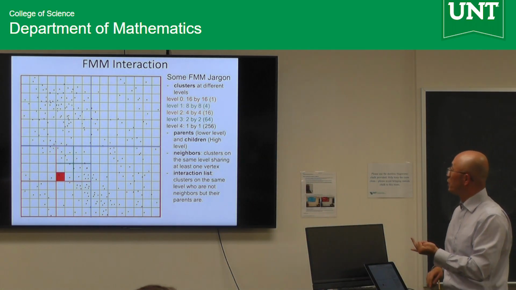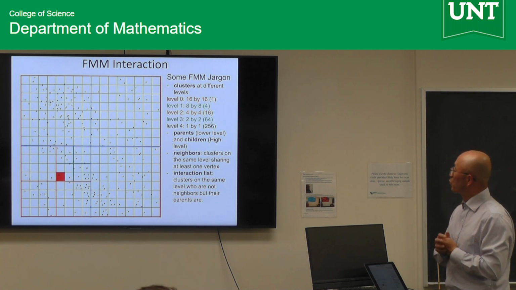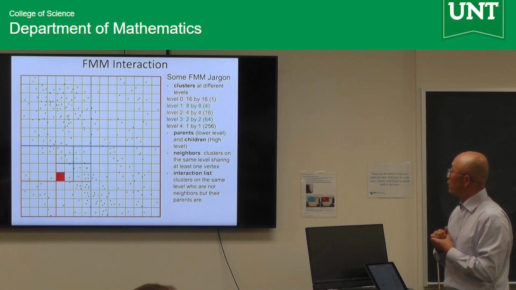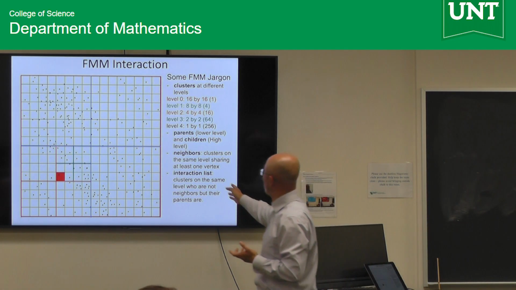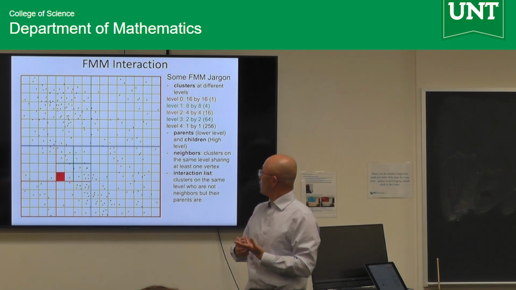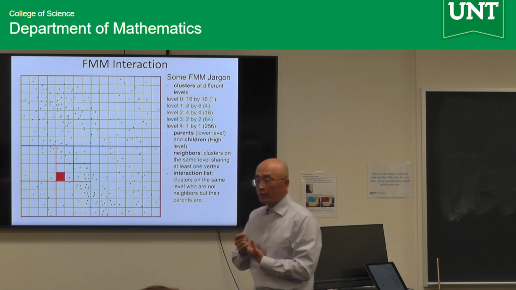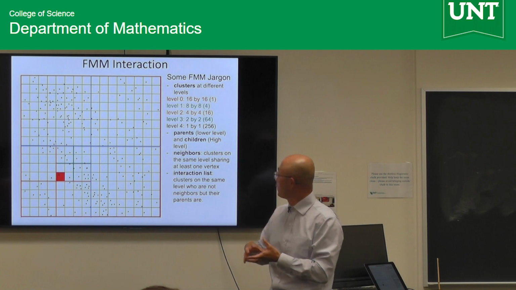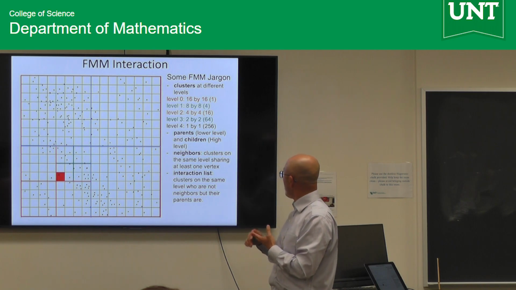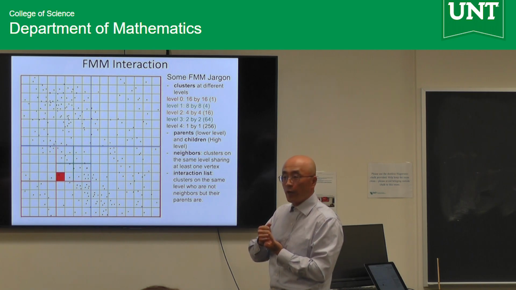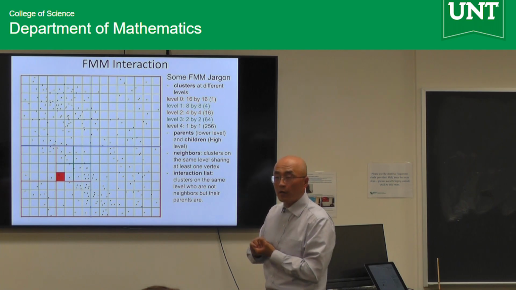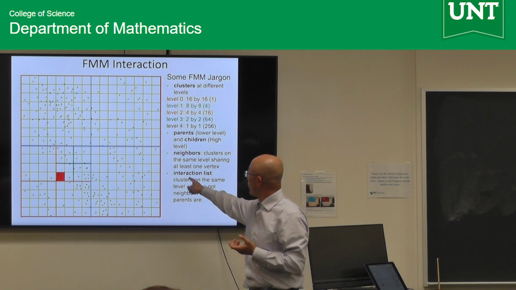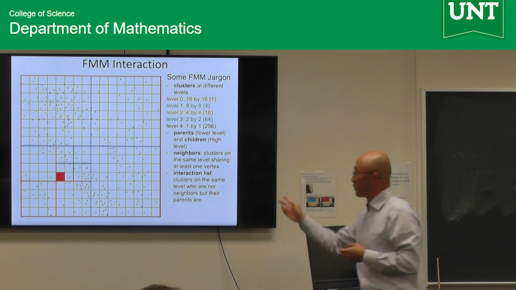You know the neighbors, and then we want to do the interaction list. The interaction list means the clusters on the same level that are not neighbors but whose parents are neighbors. This is important. Clusters on the same level means the same size of cluster, who are not neighbors, which means they don't share any vertex, but their parents are. This is the key point. So this is the definition of the interaction list.